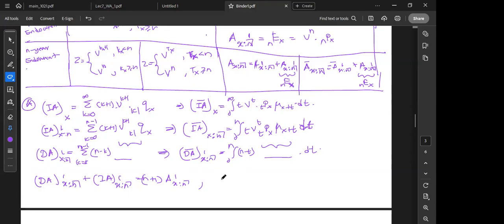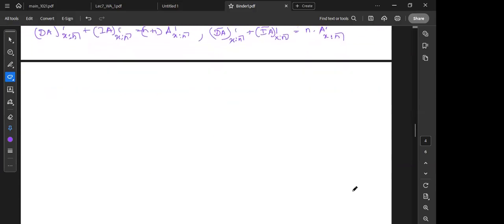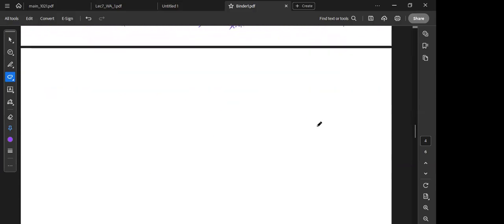For the continuous case, decreasing continuous term life plus increasing continuous term life gives us n times a level term life. So those are the things that we can record.